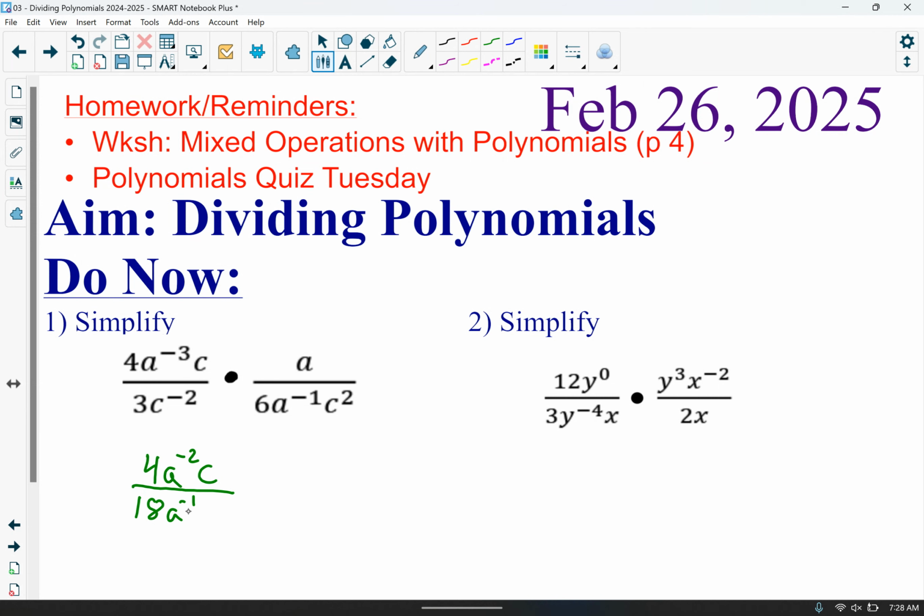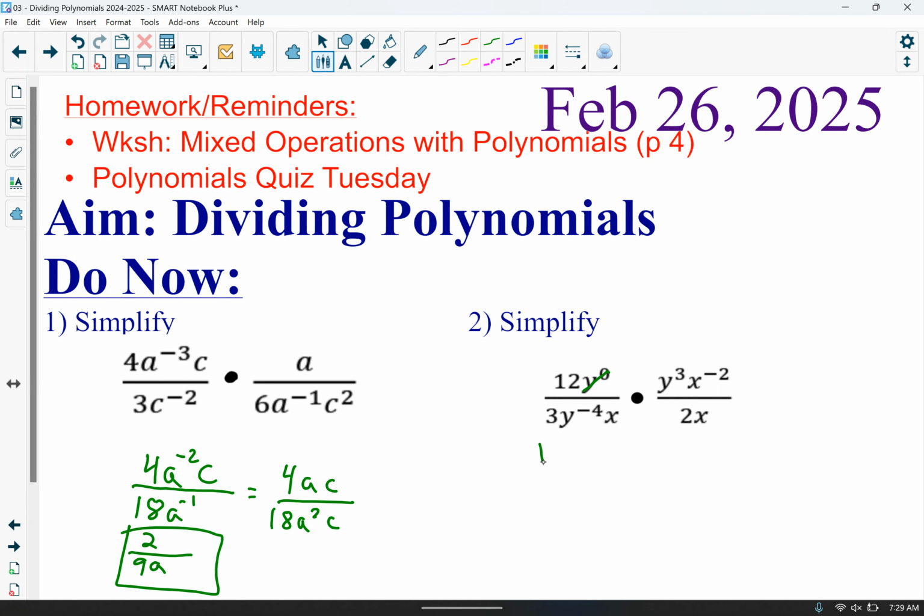From here, I would probably swap around so we don't have any negative exponents anymore, making that 4ac over 18 a squared c, and then reduced. 4 over 18 reduces to 2 over 9, a over a squared, just a in the denominator, and our c's cancel. For number 2, we might notice y to the 0 power, that's just going to be 1.